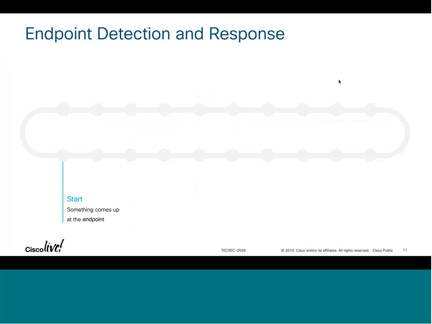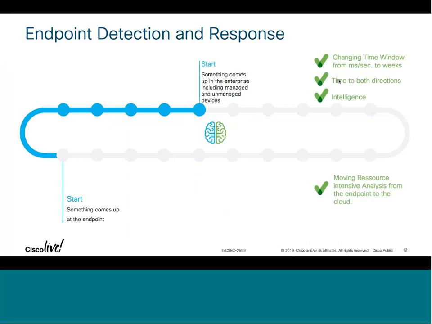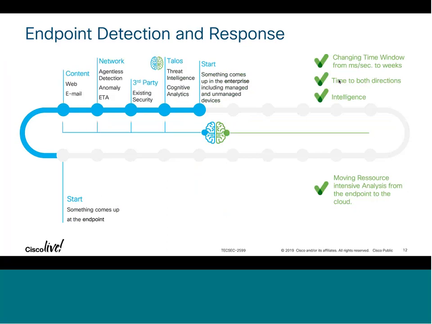So what we want to change is a one-direction timeline into a loop. That means you see here on the bottom left, something comes up on the endpoint. So we want to move that point somewhere. Also we have our intelligence. We have intelligence in AMP, in Talos, in Cognitive Threat Analytics, in Umbrella, and in ThreatGrid. So we are connecting that intelligence, and every intelligence now gives us information.